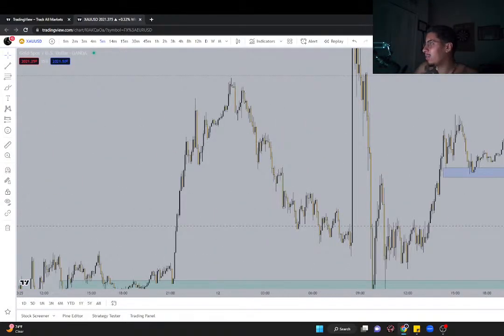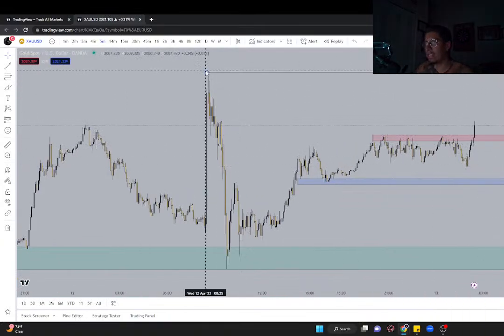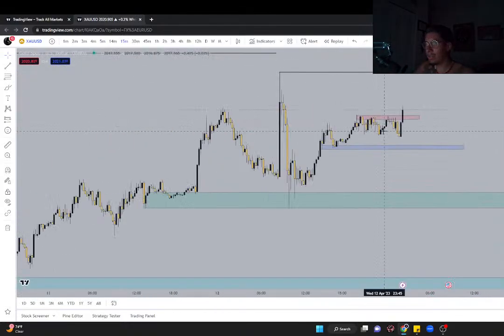Oh my god, look at gold. So gold, complete breakout of that level that we had our eyes on. That's going to be interesting. And we'll see then what price does here, right? So we did a breakout of that.